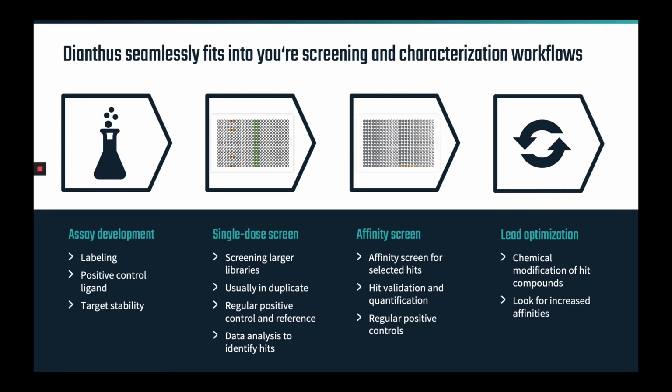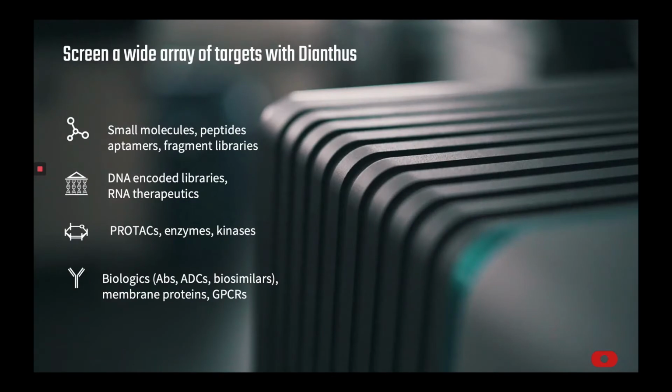And then finally move them on to the lead optimization process where you can work with your chemists and biologists to do chemical modifications of those lead target hits and increase their binding affinities. To date, our users of Dianthus have screened a wide array of targets, including small molecules, which I'll talk about more today, peptides, aptamers, and fragment-based libraries.